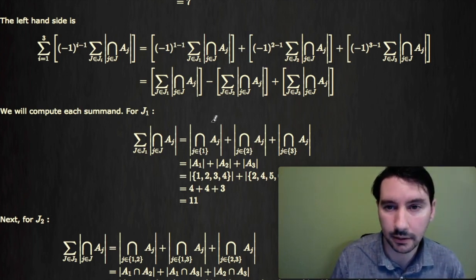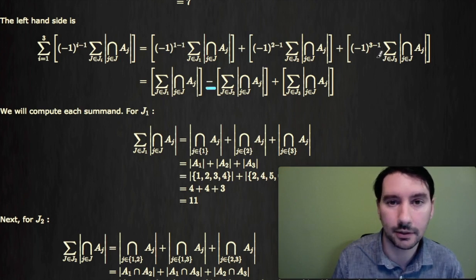Now we can go ahead and compute the negative 1 to whatever power. So negative 1 to the 1 minus 1 is just 1. Negative 1 to the 2 minus 1 is a negative 1, so it's going to be minus this. And negative 1 to the 3 minus 1 is negative 1 squared, or positive 1, so it's plus this.